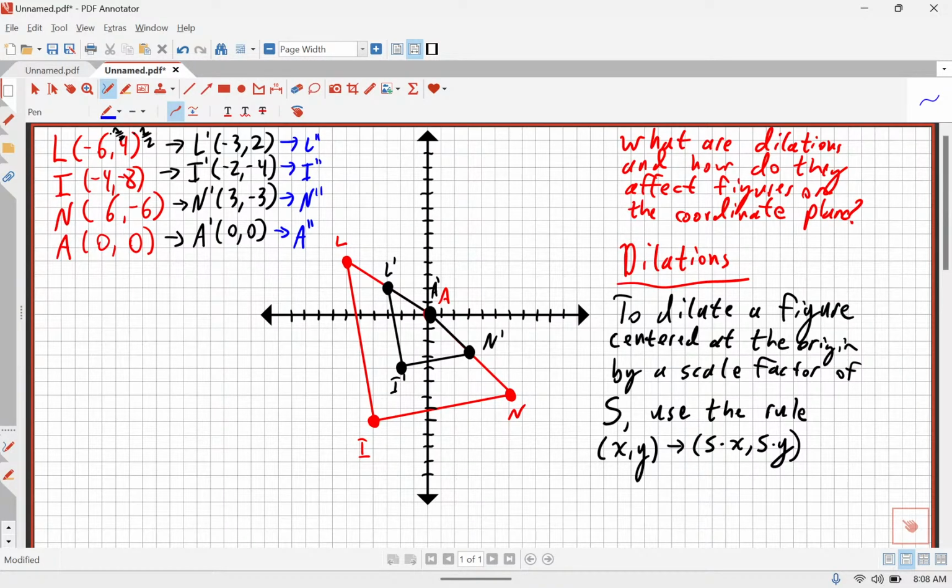Let's talk about this first. Perfect. Okay. Yeah. It means either. It could be getting smaller, it could be getting bigger. It depends on the scale factor.